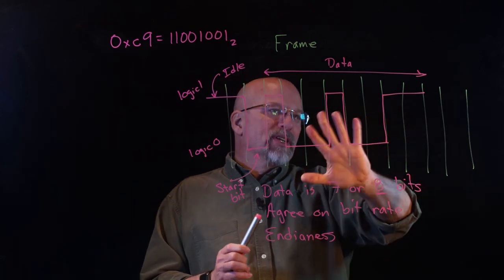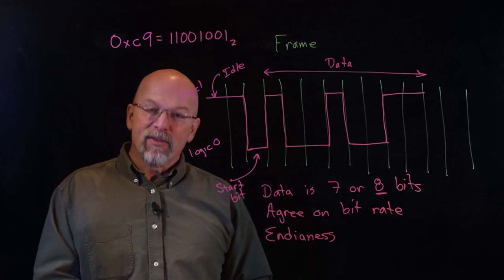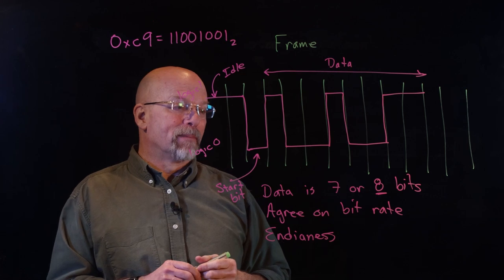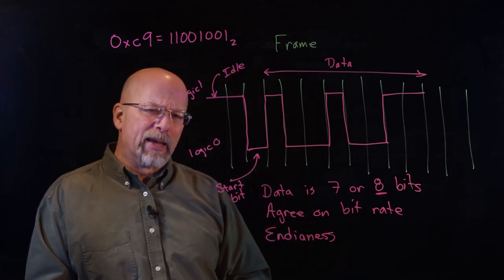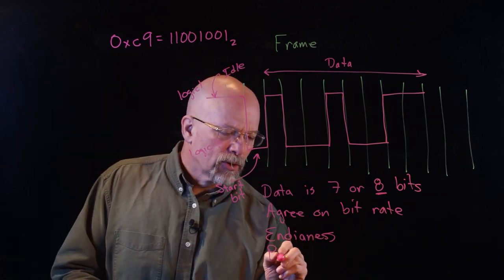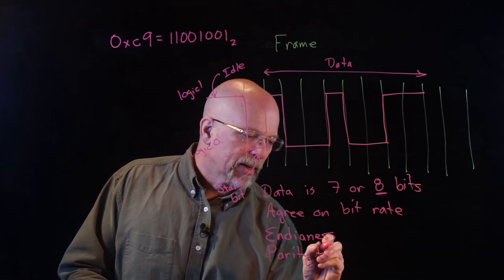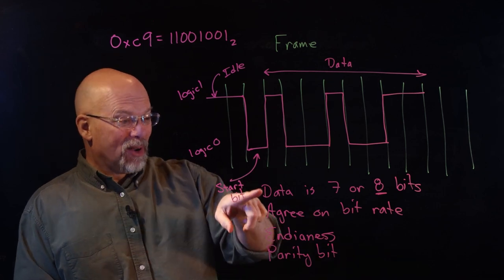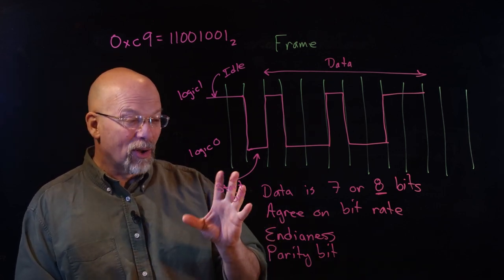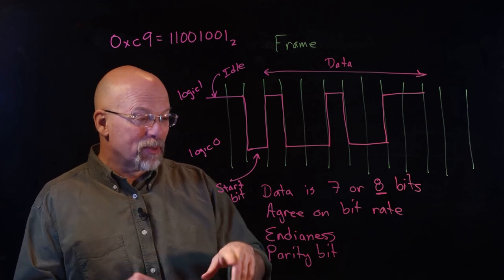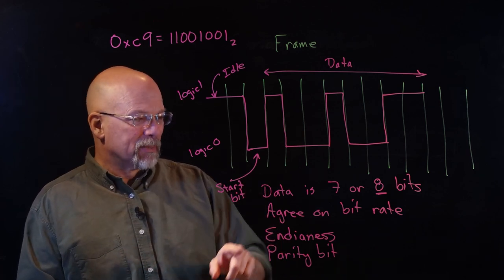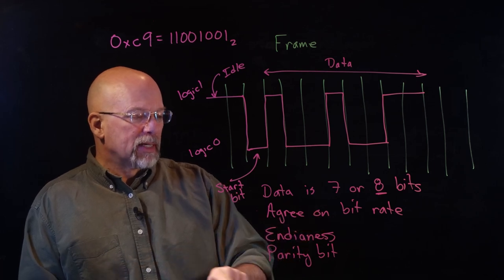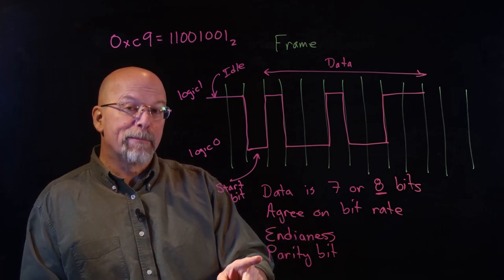Now, once we have finished transmitting this data, we've got another bit to worry about, or actually there are a couple that we might worry about. Now, there is an optional bit. This optional bit is referred to as a parity bit. Once again, we have to agree up front. So all of these things are things we need to agree on before we can do the first bit of communication. We have to agree on these items: the number of data bits, the baud rate or bit rate, the endianness.